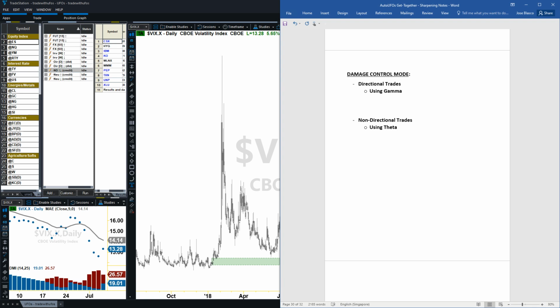These are the two key concepts that I want to expose you to as we begin the process of looking at how we can switch to damage control mode. Today in the session, I'm going to keep it efficient and simple. I'm going to show you one way to manage directional trades, and another way for non-directional.